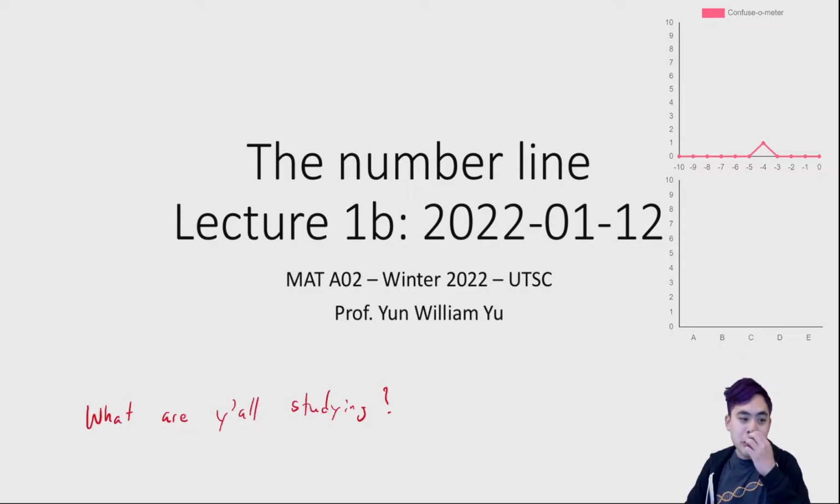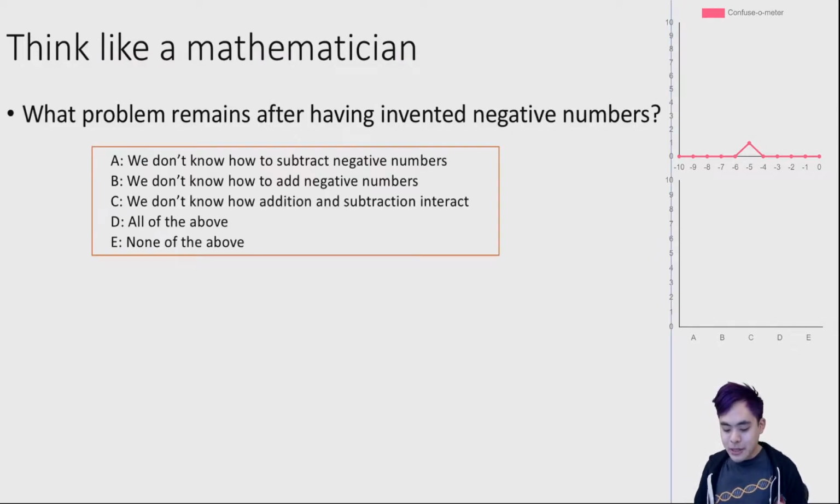So today we're going to talk about the number line. So that'll be the first third of today's lecture. And so last time we left off by saying, well, we still had a problem that remained after inventing negative numbers, right?